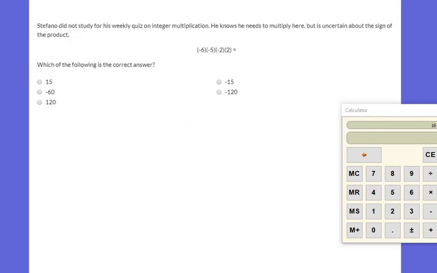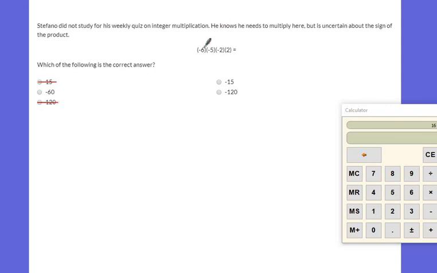Stefano did not study for his weekly quiz on integer multiplication. He knows he needs to multiply here, but he's uncertain about the sign of the product. Which is the correct answer? So I see a negative, a negative, a negative, a positive. So there are 3 negatives. 3 is an odd number, so that means my final answer must be negative, because odd means negative, even means positive. So that means anything that's positive is not going to be my answer.